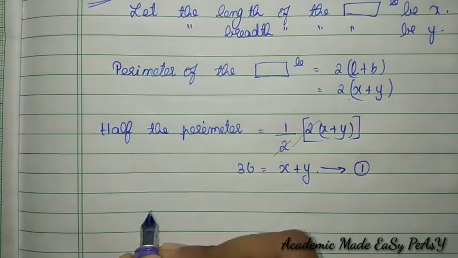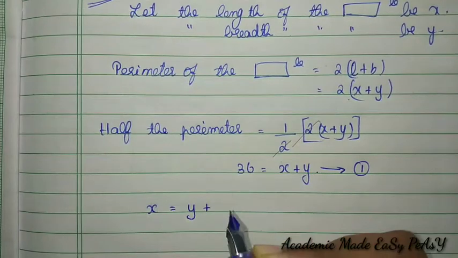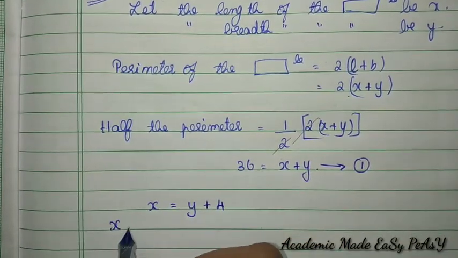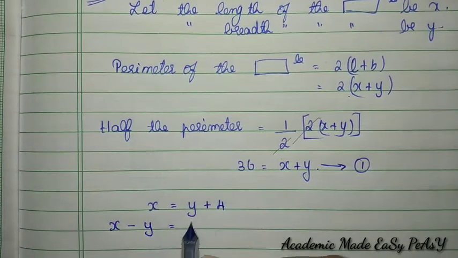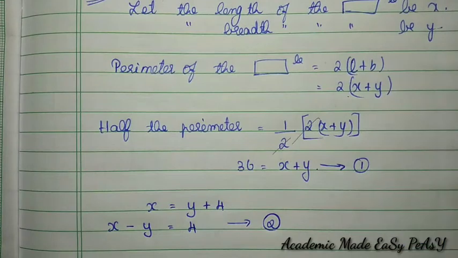So what is my length? X is my length. So what is my width? Y. So 4 more, so y plus 4. So I will have variables on one side: x minus y is equal to 4. This is equation 2. So equations 1 and 2 are found. Now we have to find the coordinate points and then we will find the solution for it.